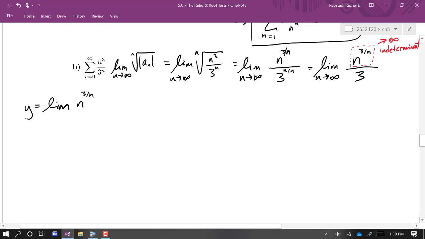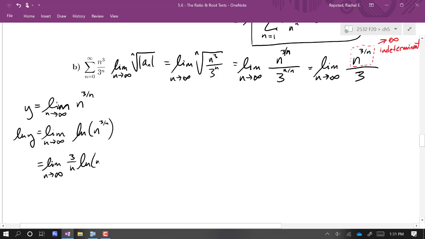So now I'm going to take the ln of both sides. So ln of y is equal to the limit as n approaches infinity of ln of n to the 3 over n. Of course, we do that so we could take that 3 over n power and bring it down as a factor in front. So I'm going to rewrite this as 3 ln n over n.